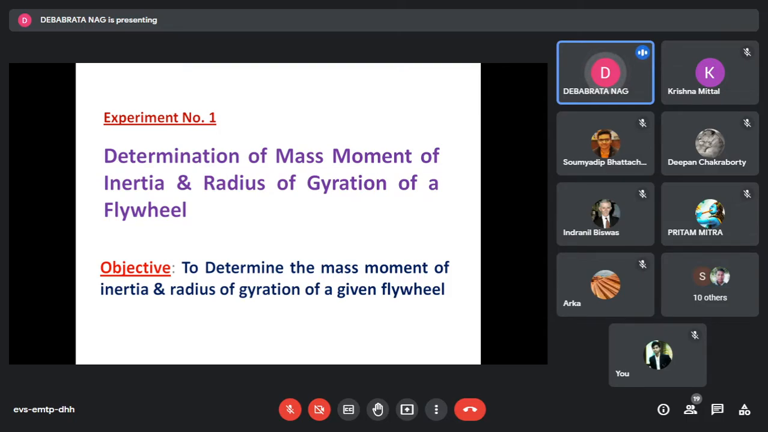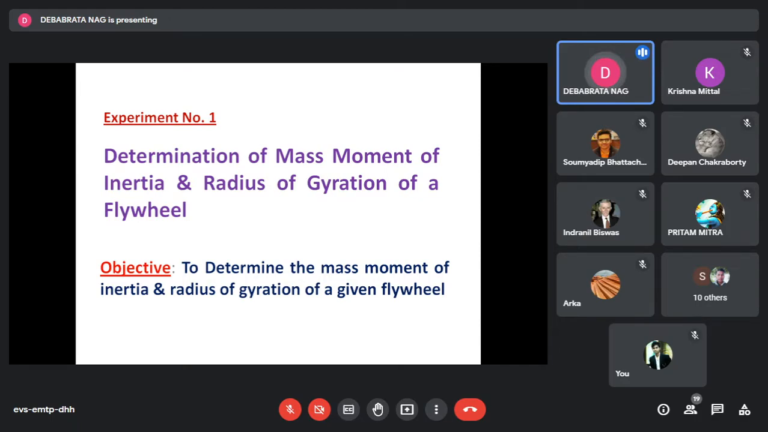That is our title. Now the objective of this experiment, that means why we are actually going to do this experiment, is mentioned over here. That is, the objective of the whole thing is to determine the mass moment of inertia and the radius of gyration of a given flywheel. So it means that we are given a certain particular flywheel, and we need to find out the mass moment of inertia and the radius of gyration.